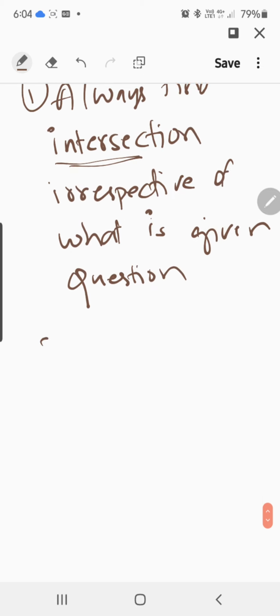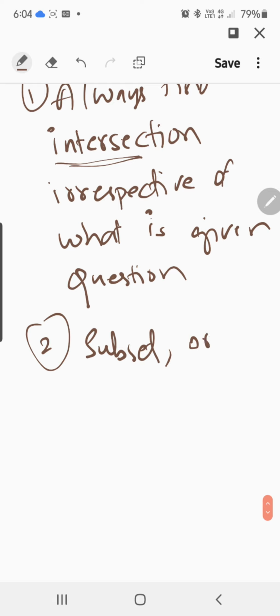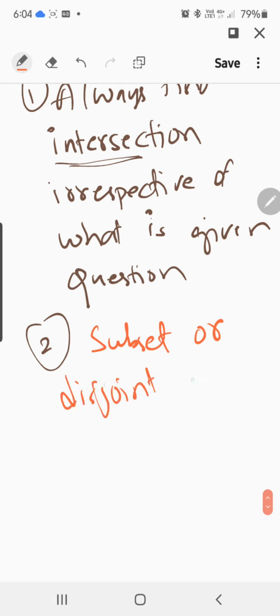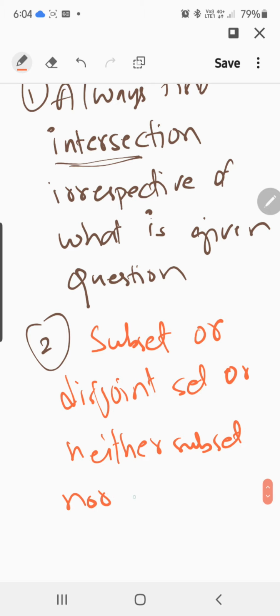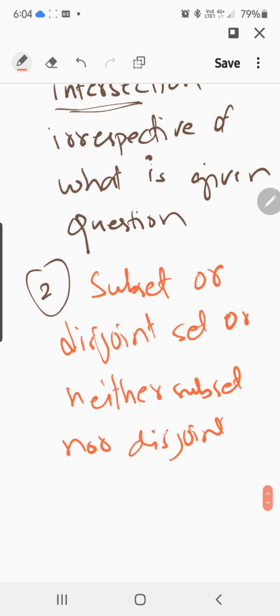Then this intersection will tell you whether the set is a subset, or disjoint sets, or neither subset nor disjoint. These three cases we will see, inshallah, in our next video.